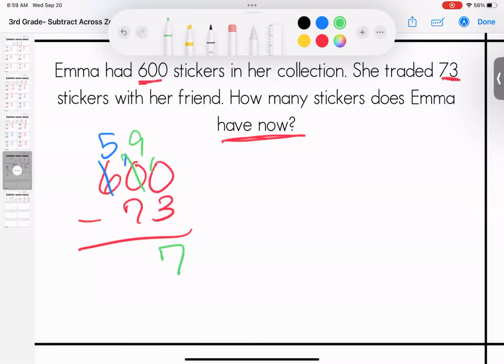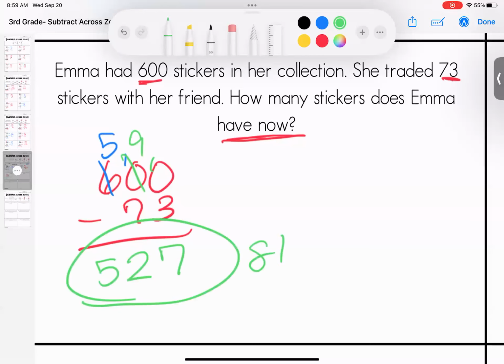10 minus 3 is 7. 9 minus 7 is 2. 5 minus nothing is 5. She has 527 stickers. That's how many she has.